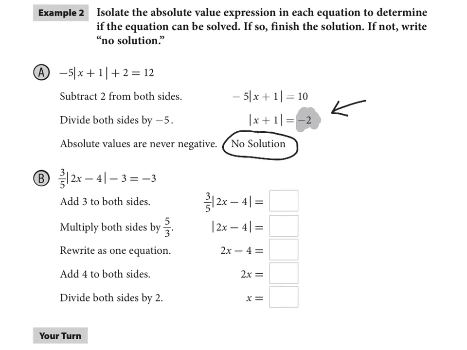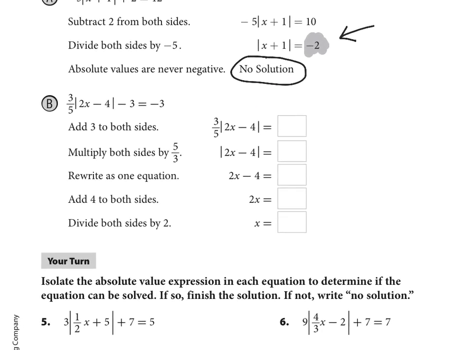Let's look at example B now. Begin by isolating the absolute value bars, by adding 3 to both sides. We get 0 on the right-hand side. All right, next step, we're going to multiply by the reciprocal 5/3. That still gives us 0 on the right side.